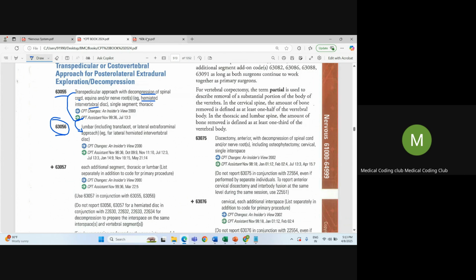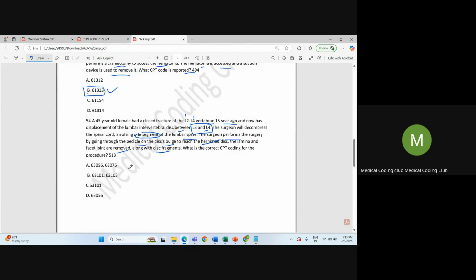Okay, so check once again the question. The question they are saying involving one segment of lumbar spine. Okay, involving one segment. So based on this documentation, your answer should be 63056. But if you get a clear documentation where two segments have been decompressed, then you can code 63056 and 63057. No, it is not 75. I think it is 57.